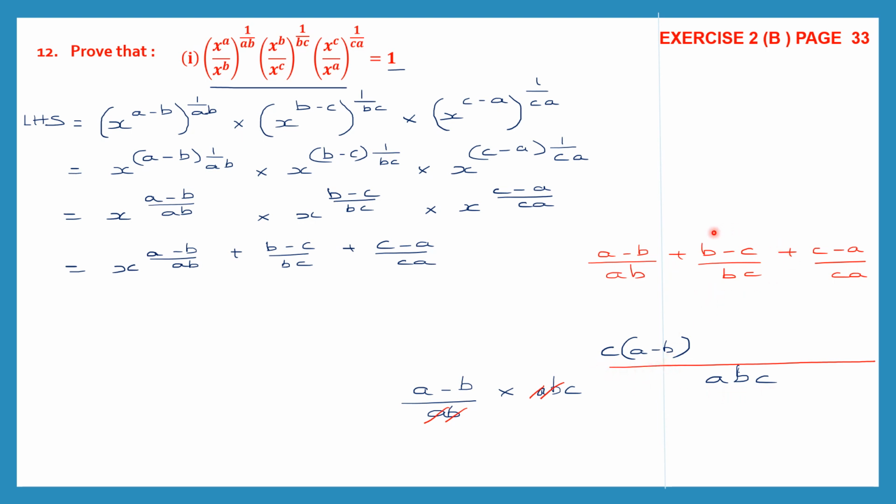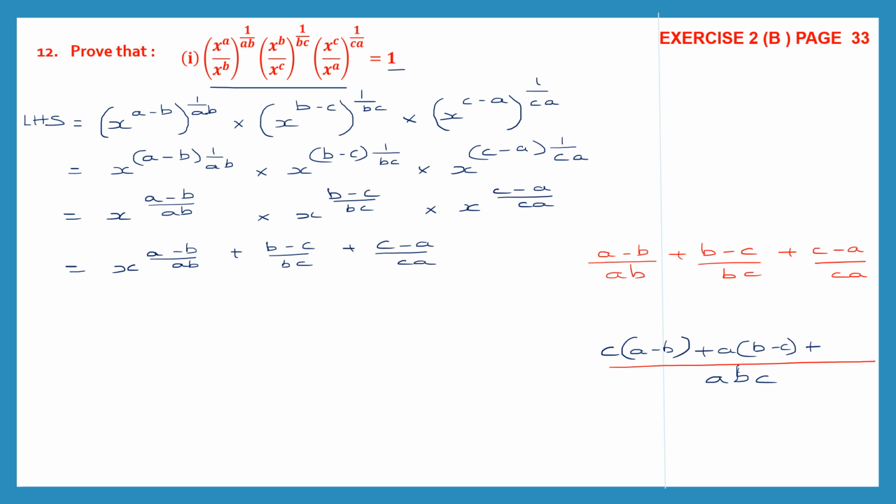Now I'm going to take my second fraction and multiply it with the LCM just like this. So my second fraction is b minus c by bc. Now take the LCM and multiply into abc. Now cancel what you can. I can cancel b and c and b and c. So what do I have now? I just have a into b minus c, which I can write here. So this is a into b minus c plus, similarly, with the last fraction.